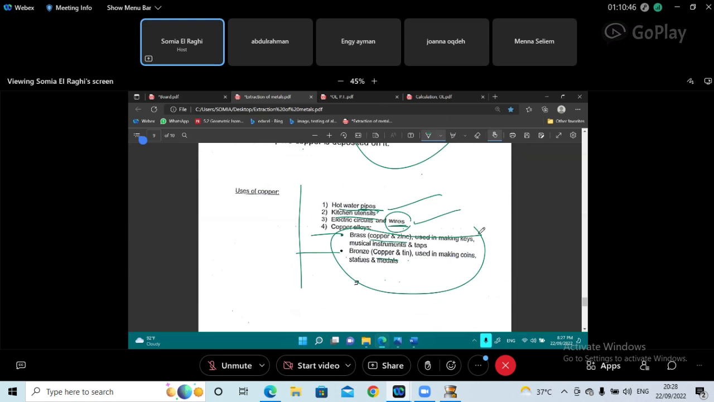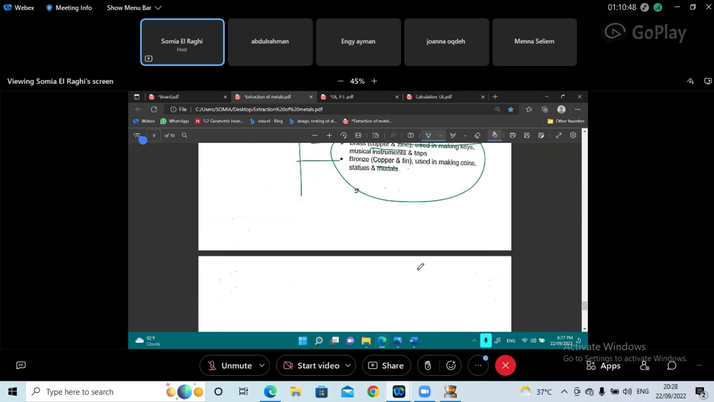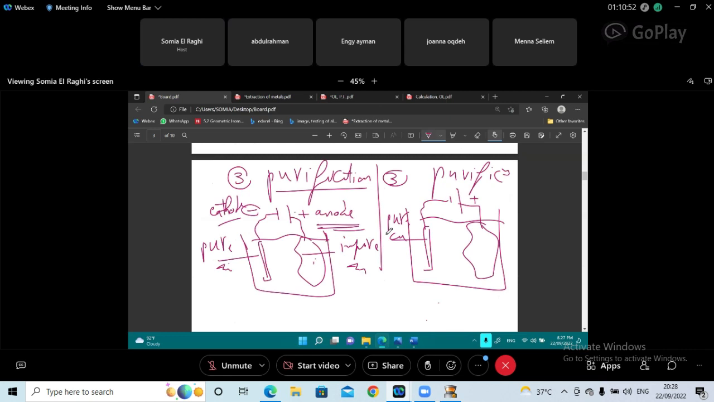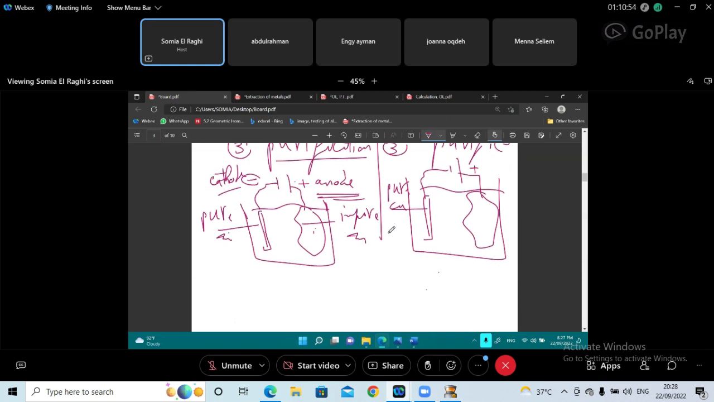Okay, the alloy, what is it? An alloy: I need to mix two metals together. Assume I have this metal and this metal. Now I get an alloy. So, at least two different metals. We can mix them by hand, so it's an alloy.